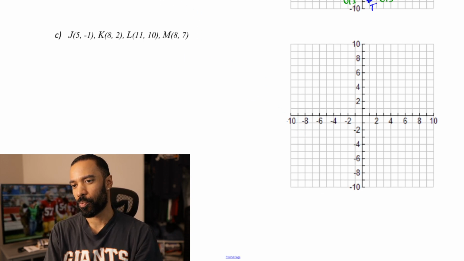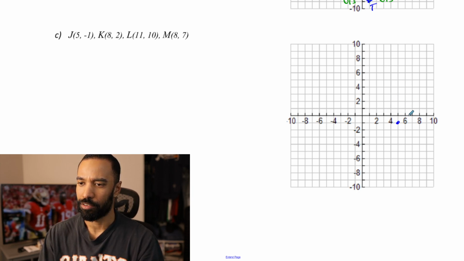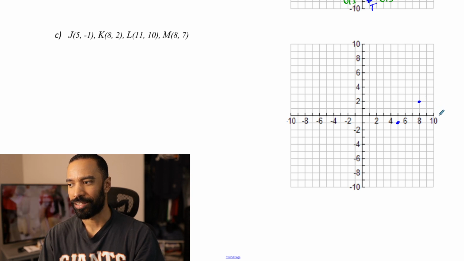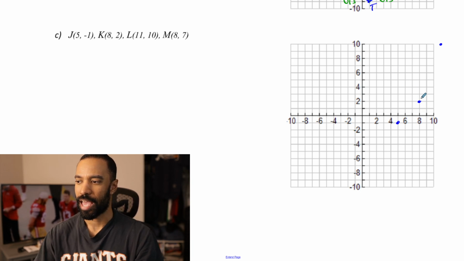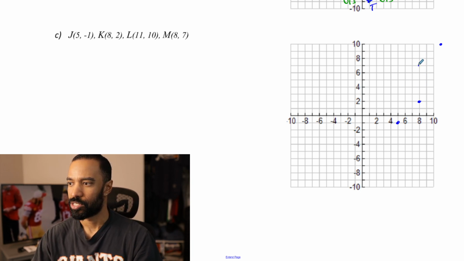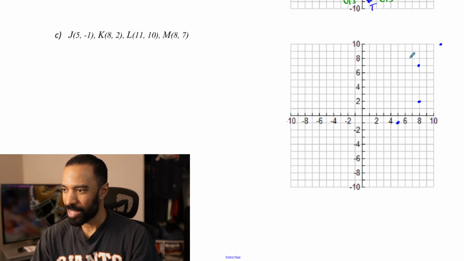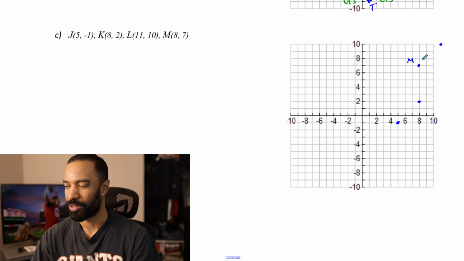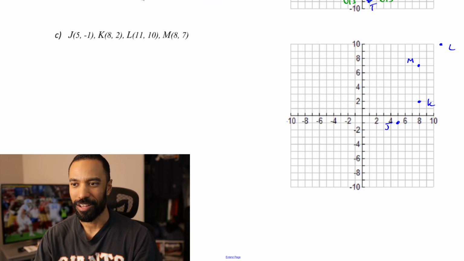All right, and the last one I have is J, K, L, M. So 5, -1 for J. K is at 8, 2. L is at 11, 10. This is where the graph's a little less trusting. And M is at 8, 7. Might not be drawn to scale. I'm hoping it's at least a parallelogram. J, K, L, M. I'm saying it might not be a parallelogram. I think it is, though.